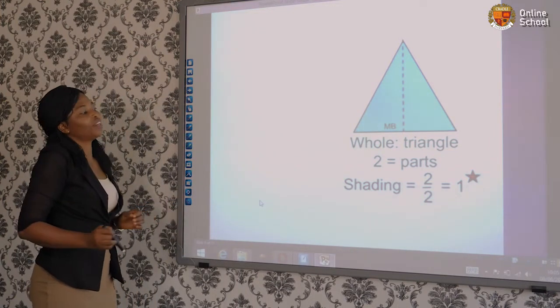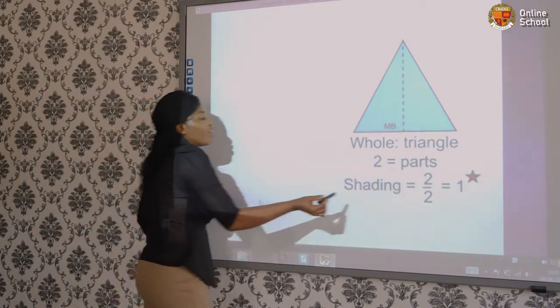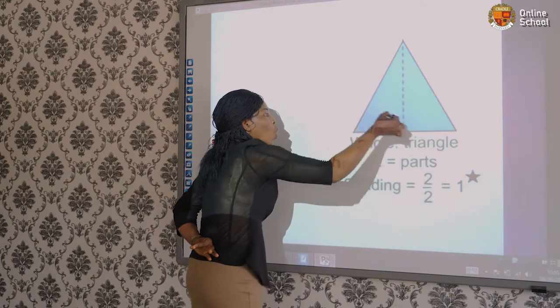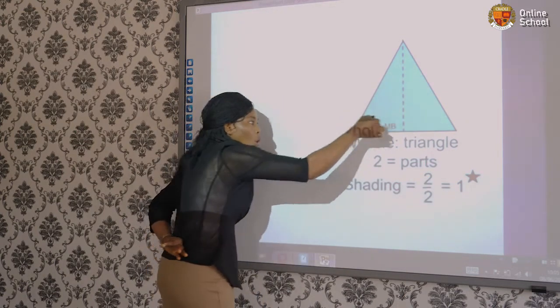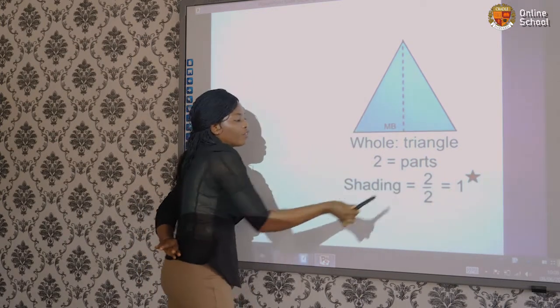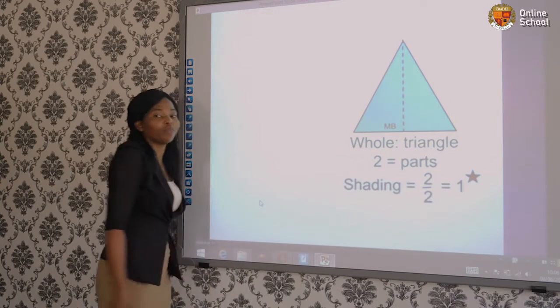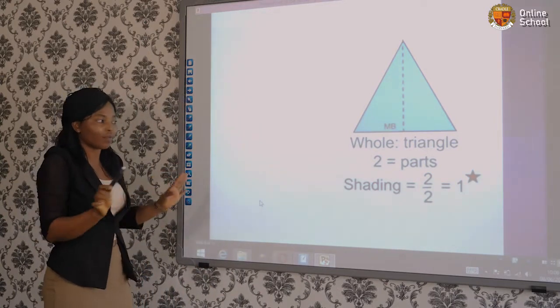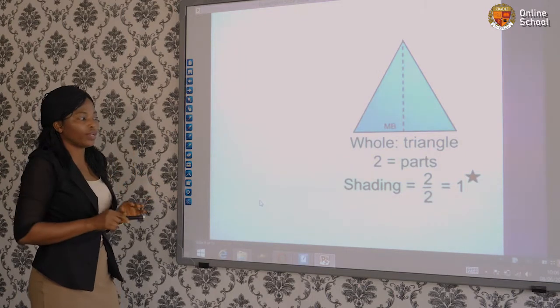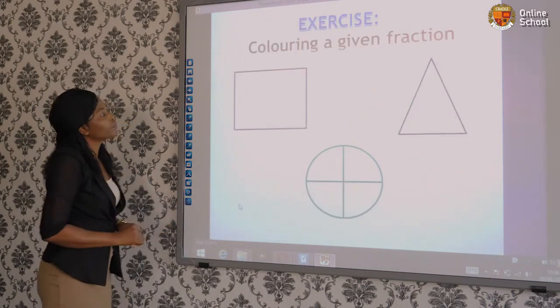This is where you think. What happens? It's going to give us 1. 2 out of 2 means that the whole is shaded. The whole of the shape is shaded. 2 out of 2 will give us 1. If 2 people share 2 oranges, it will give them 1. It's the same thing. So it means that the whole part has been shaded. All right, let's move on.